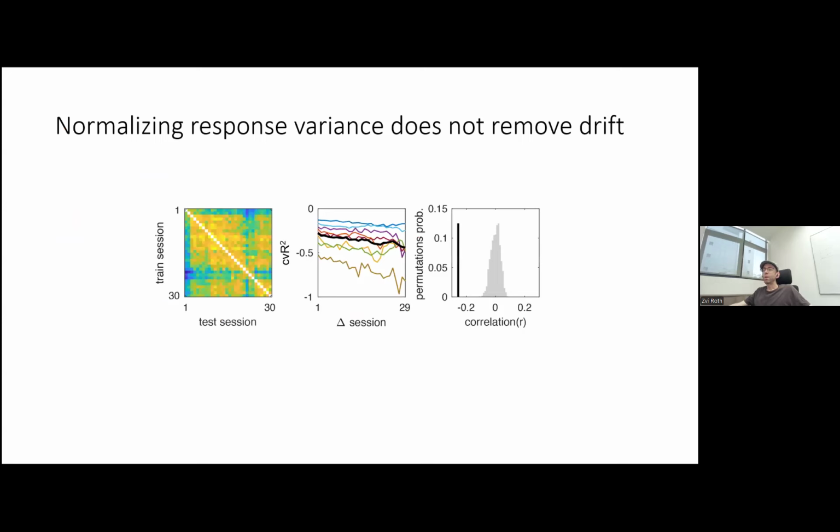So first we normalize the variance, scaling the response amplitudes, the fMRI betas, so that every voxel in every session has a variance of 1. And it turns out that normalizing the variance has no effect on the drift. So when all sessions have the same variance, there still is drift. Okay, so this indicates that a change in gain is not the cause of drift.